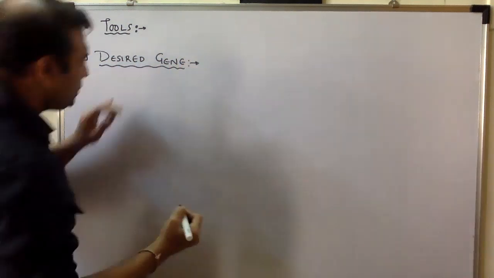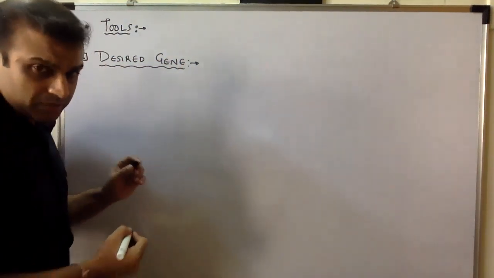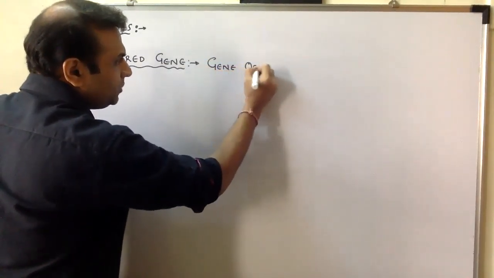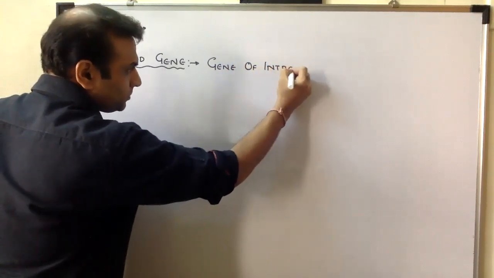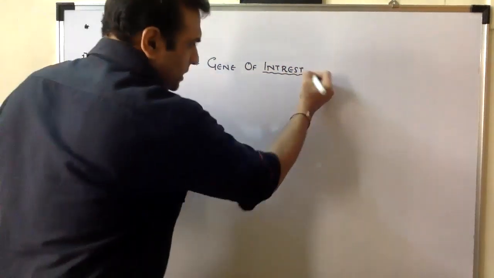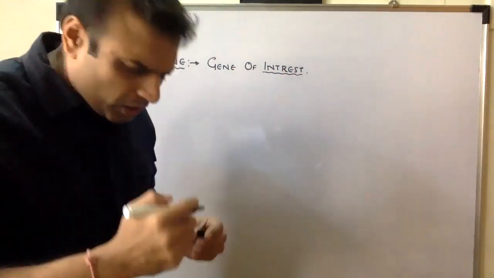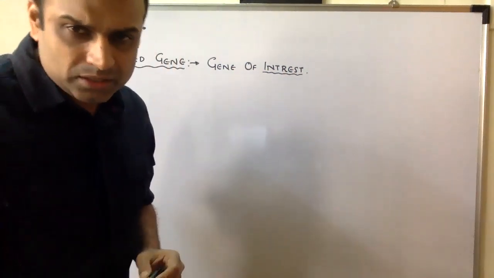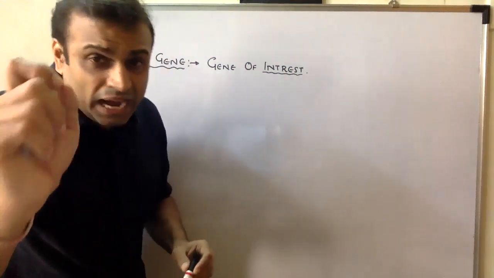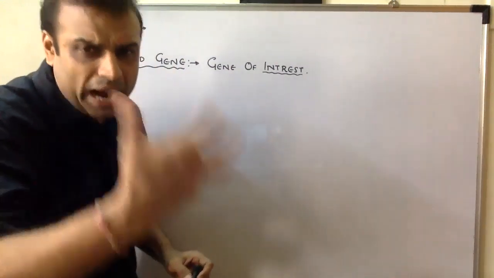Now let us understand what exactly we mean by the word desired gene. Listen, desired gene is gene of interest. We all know that we contain approximately 25,000 genes in a haploid cell. Now, I don't require all the genes. I require only one gene which I want to manipulate, or which I want to add, or which I want to delete.